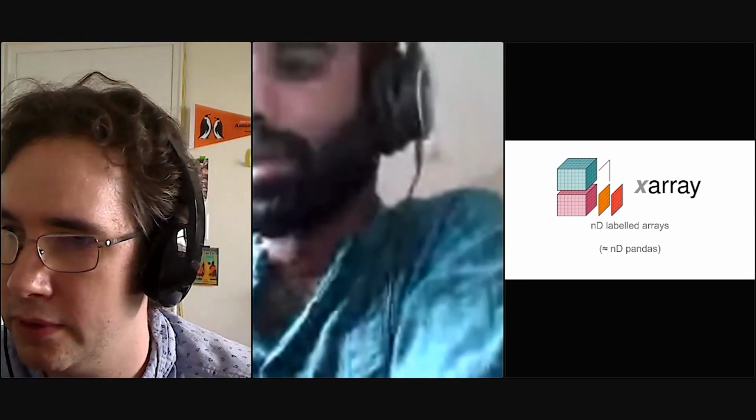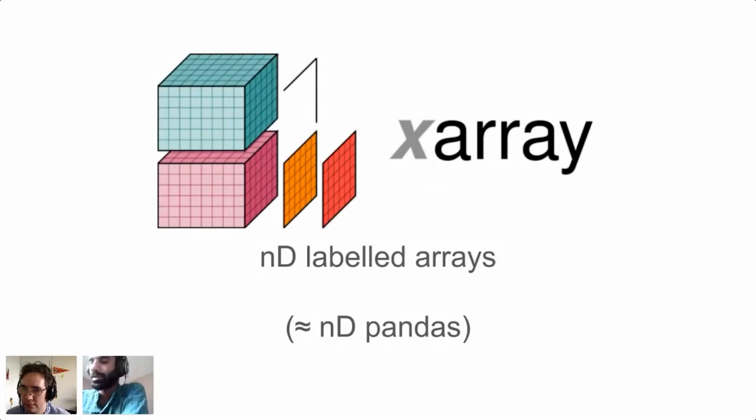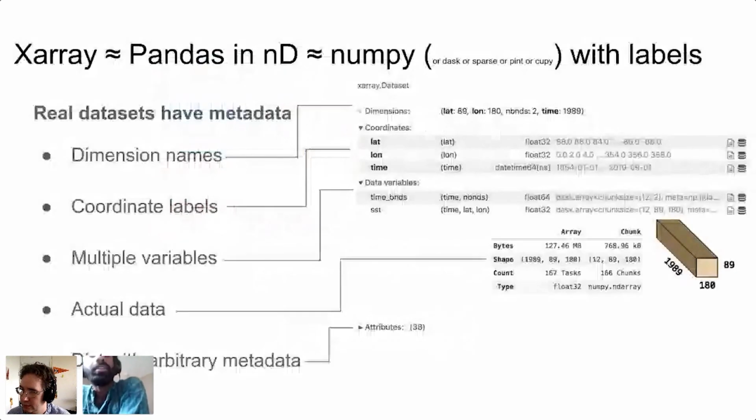Yes. Okay, so my name is Deepak Cherian. I'm here on behalf of the xarray core team. And if you're wondering what xarray is, the easiest way to think of it is pandas for n-dimensional arrays. The reason you might want that is because real data sets have metadata. So I'm illustrating this here with a new wrapper.